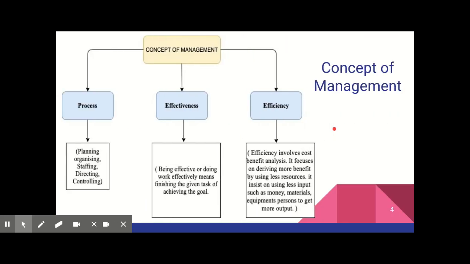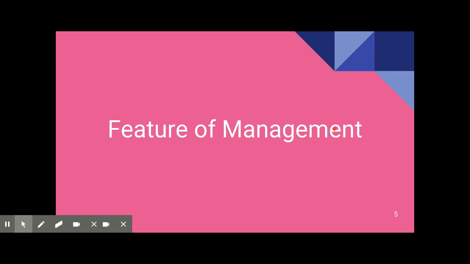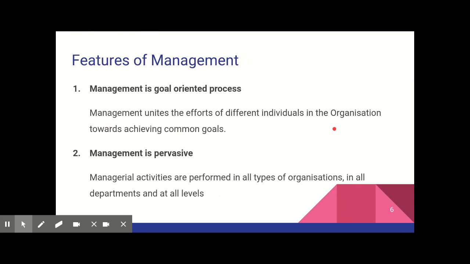Okay, let's move on to the features of management. So, what are the features of management? Management is a goal oriented process. Management is unifying the efforts of different individuals in an organization towards achieving common goals. In a management, different people will be working and they have come from different backgrounds. All the efforts of the different individuals in an organization are unified to achieve the organizational goals. So management is called a goal oriented process. It is oriented towards a goal.